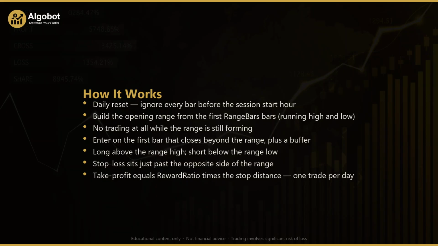So if the structural stop is, say, 30 points away, the target is 60 points away in the direction of the trade. This keeps the reward-to-risk relationship consistent on every single trade, regardless of how wide or narrow that morning's range happened to be. Once the trade is placed, the EA simply lets it ride to either the stop or the target.